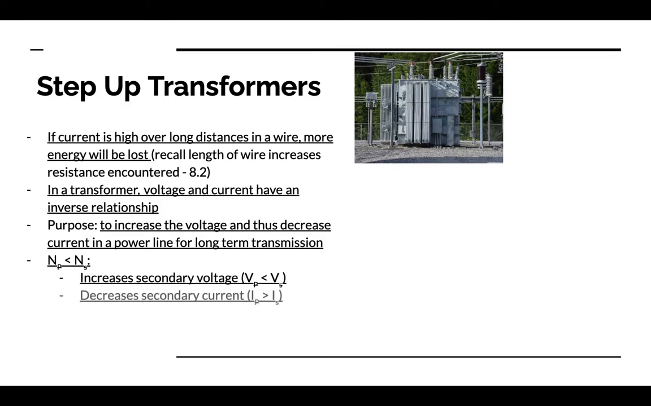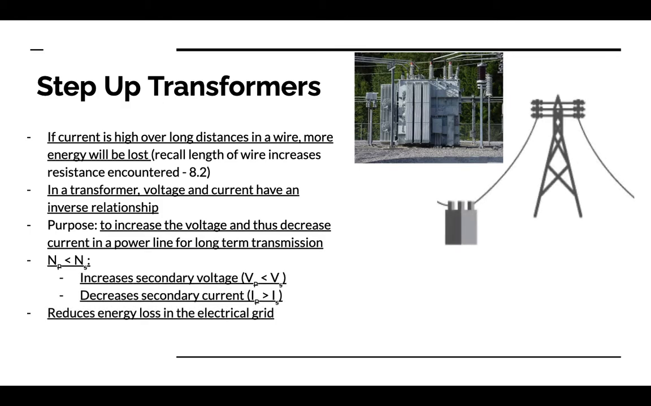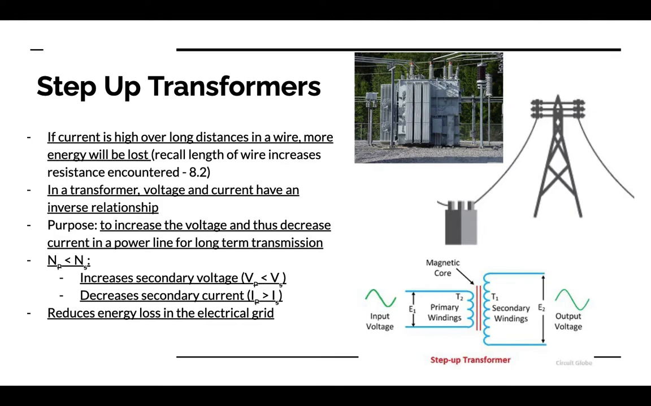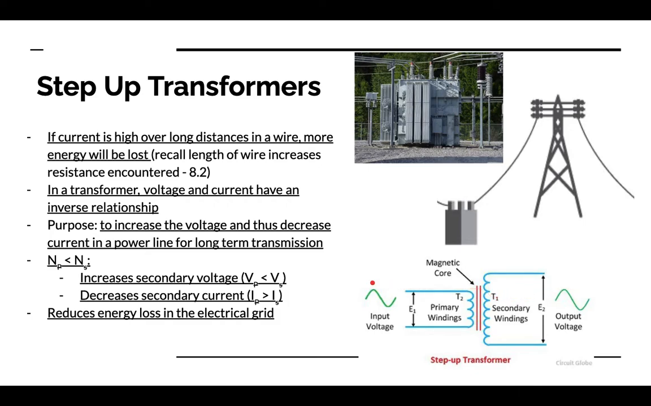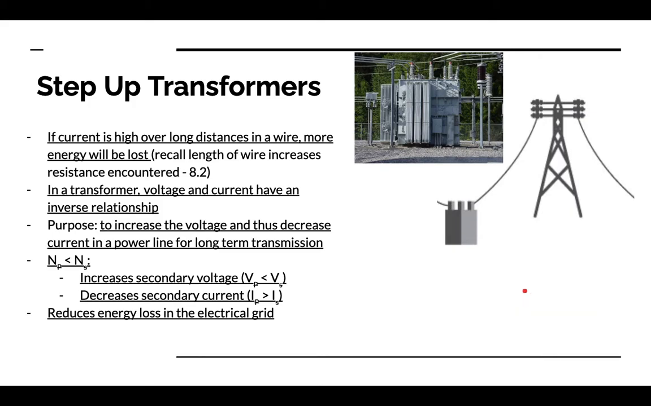The way that this is achieved is simply through the number of coils. If we recall, the number of coils that a magnetic field passes through dictates the magnetic flux, so more coils means more magnetic flux, and hence when the magnetic flux changes, a greater change in magnetic flux. So if we have more coils on the right-hand side in our secondary component than in our primary component, then that's going to result in a higher secondary voltage, okay?